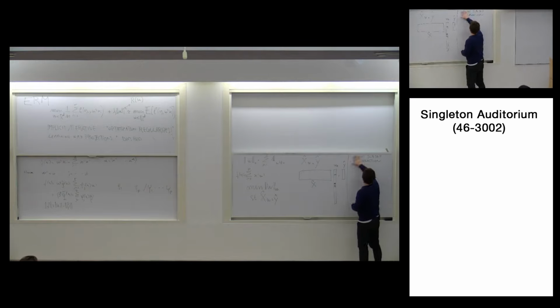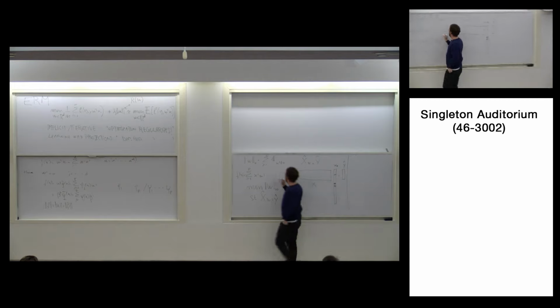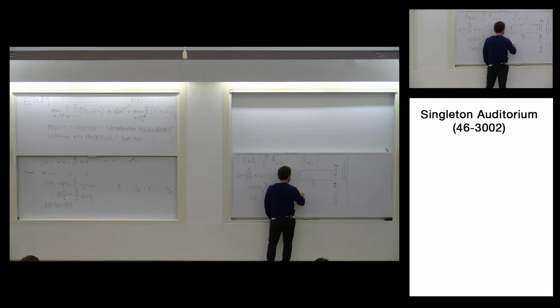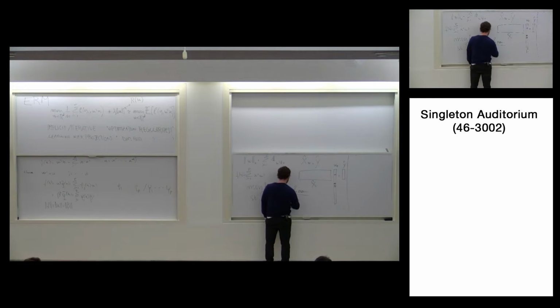So I guess this one is best subset selection, okay? So this is the min L0 norm, okay? And the related problem of best subset selection.